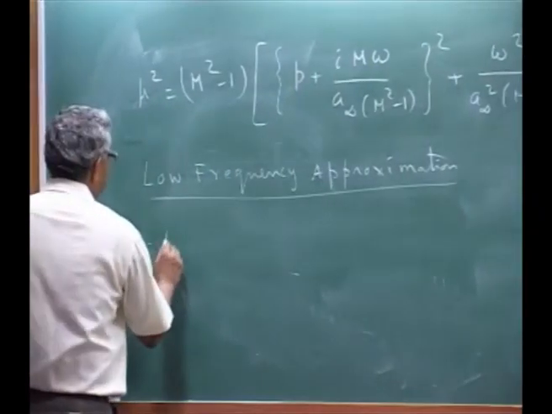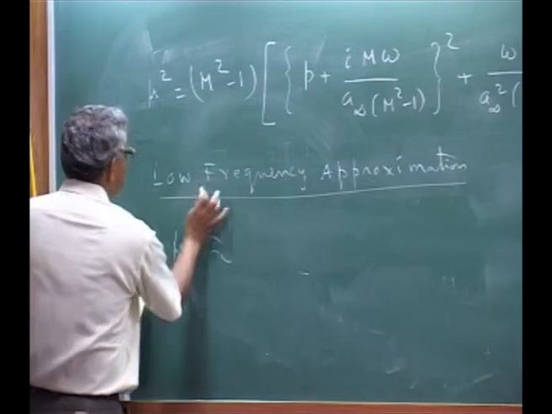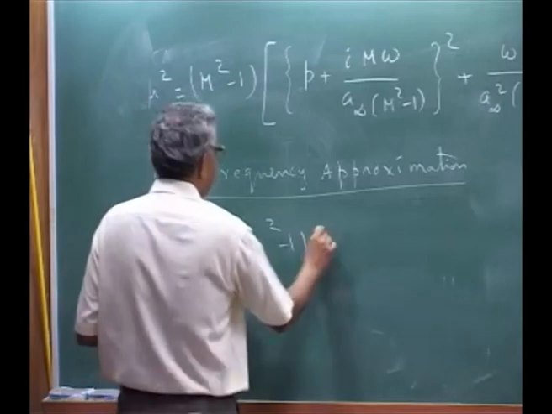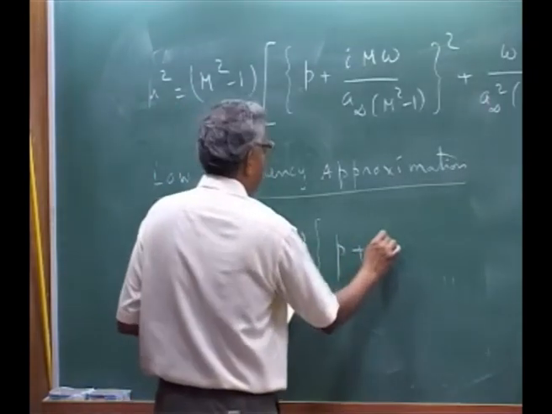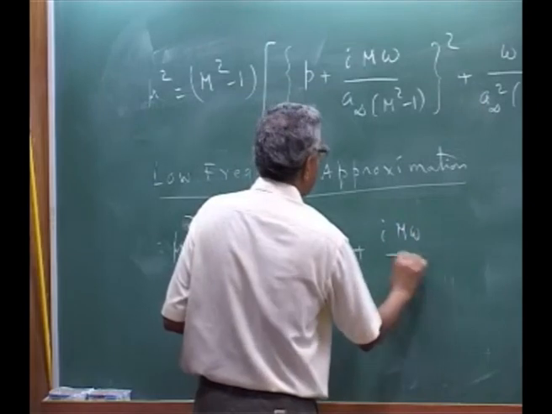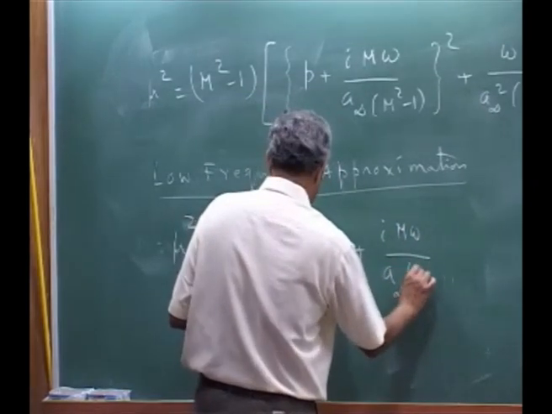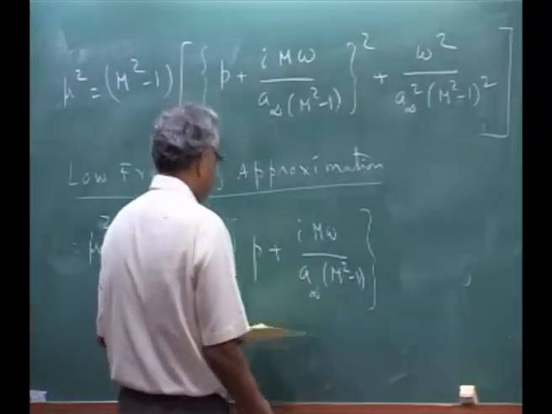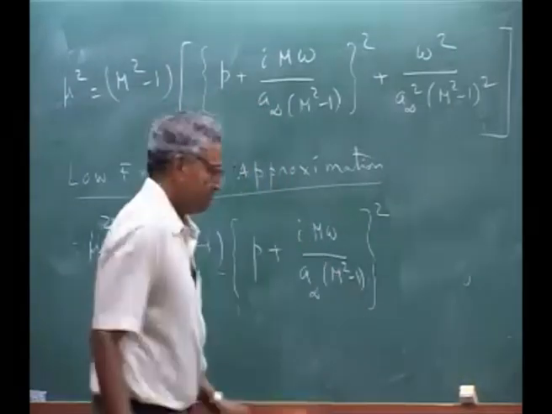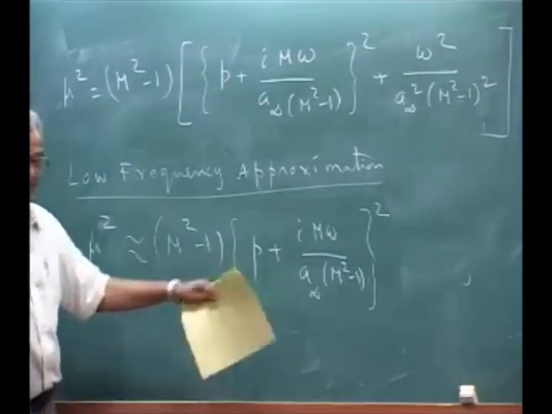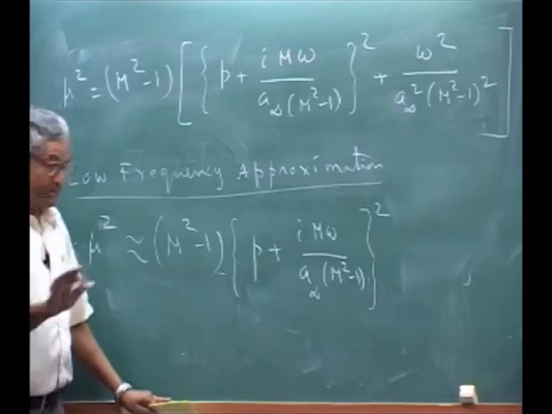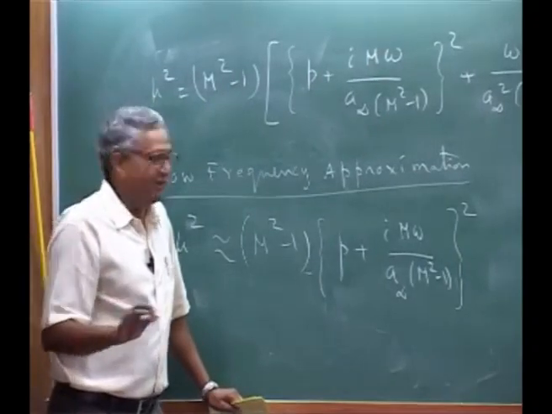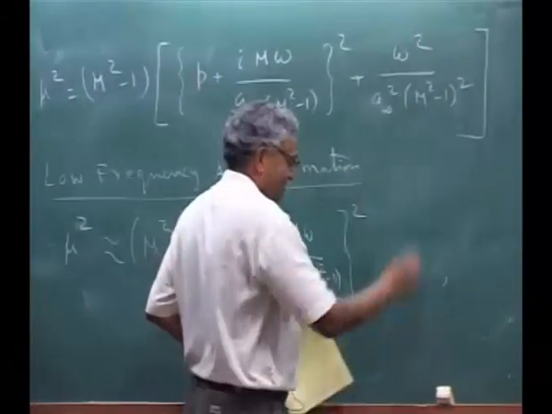Then my mu square, I am approximating as m square minus 1 into p plus I m omega over a infinity m square minus 1. That's all, I am writing only this, because I am not neglecting this, because if you throw everything out, then you will not get an answer. Okay, I am only throwing this term out.